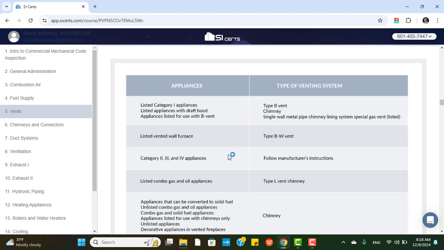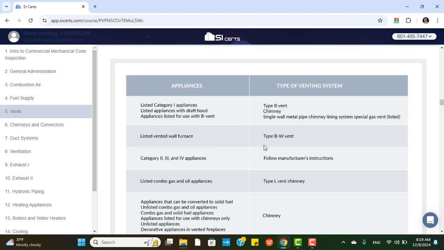Okay, you can check this one. For example, listed category 1 appliances, listed appliances with draft hood, appliances listed for use with B vent. We will use here B vents or chimney or single wall metal pipe chimney lining system, special gas vent listed.